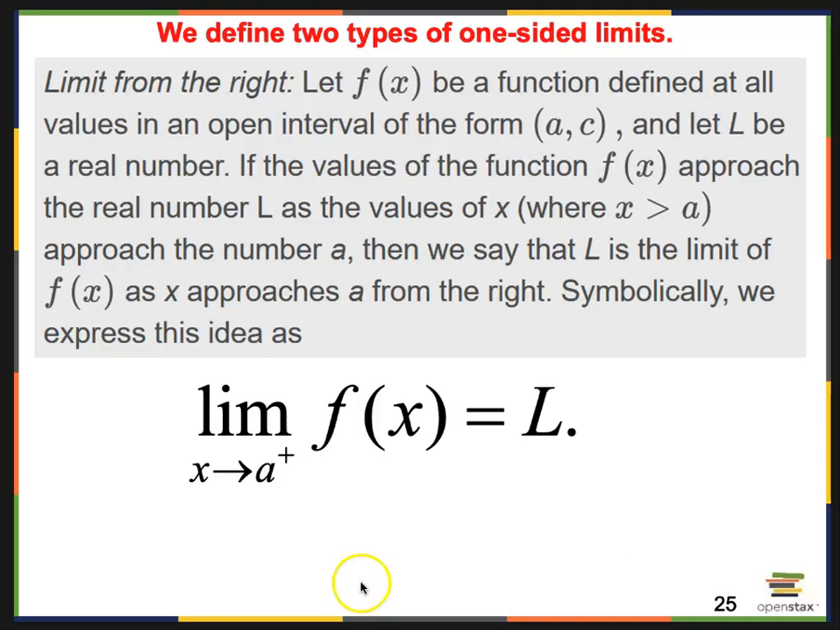And this is what it would look like. And you'll notice there's a plus here. So that means it's approaching only from the right. If there's nothing here, we're looking at both sides of the limit, left and right.